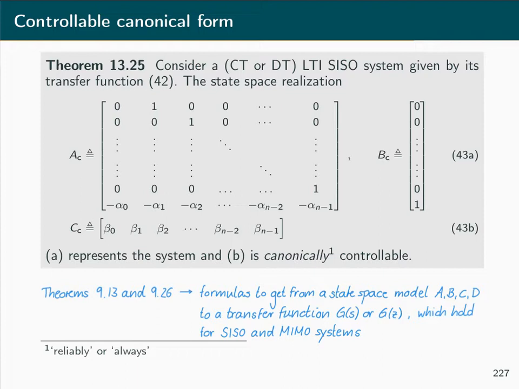The input matrix, which we call BC, has a bunch of zeros on top, and the last entry is a 1. And the output matrix, which we call CC, contains all the coefficients of the numerator of the transfer function as elements, where we start with beta 0 and end up with beta n minus 1.